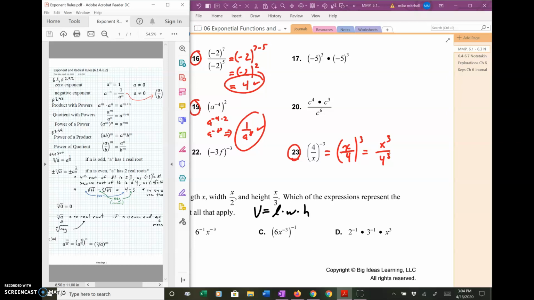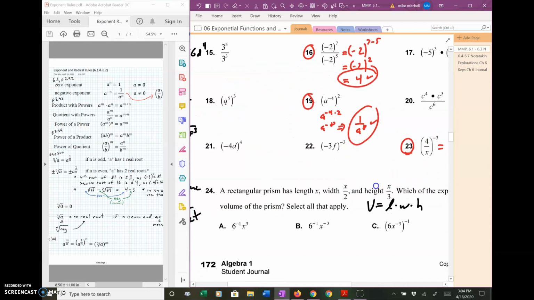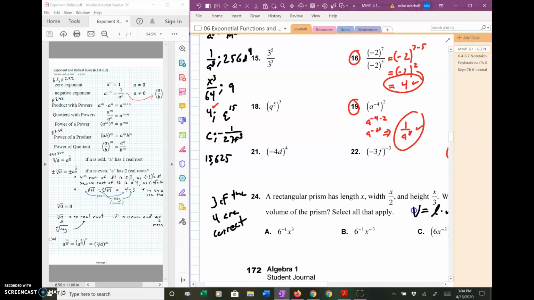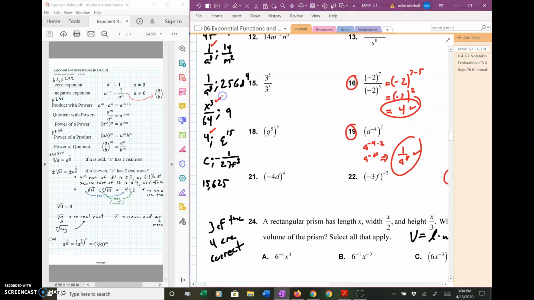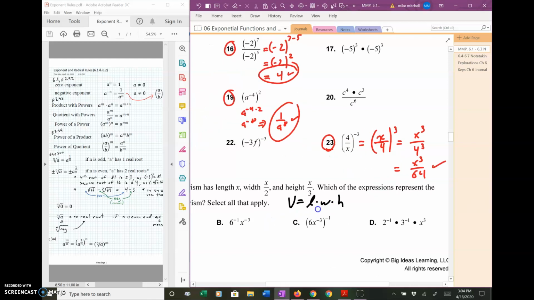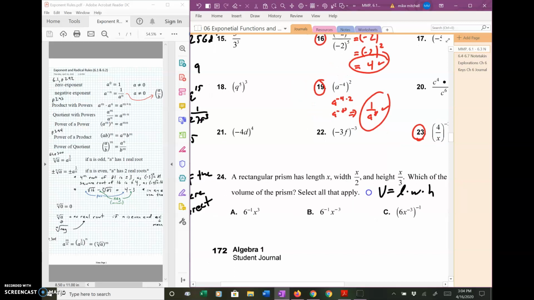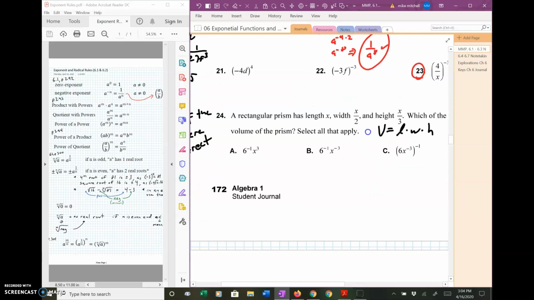And this is going to give me 4 times 4 times 4 is 64. So that's going to be x cubed over 64. Let's look for our answer. X cubed over 64. We got it right there. Okay, I'll show that down here.